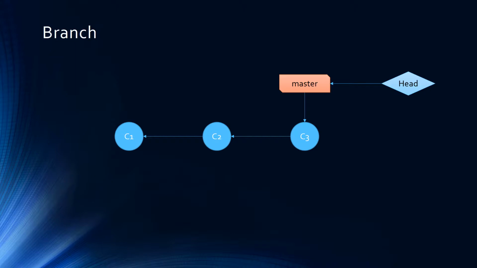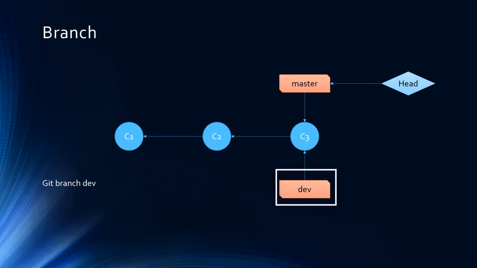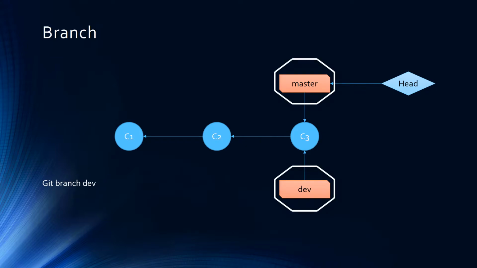Use git branch dev to create a new branch named dev. See, there's now a new branch that points to the same commit as master does. When you use the git branch command, it creates a new pointer to the same commit you are currently on. Now we have two branches.